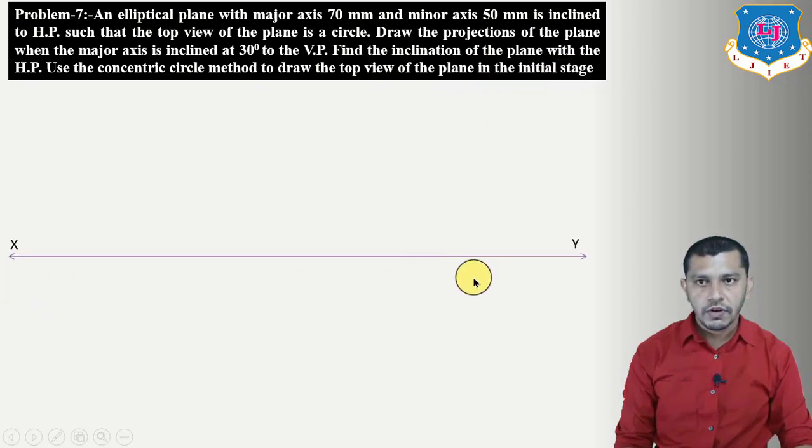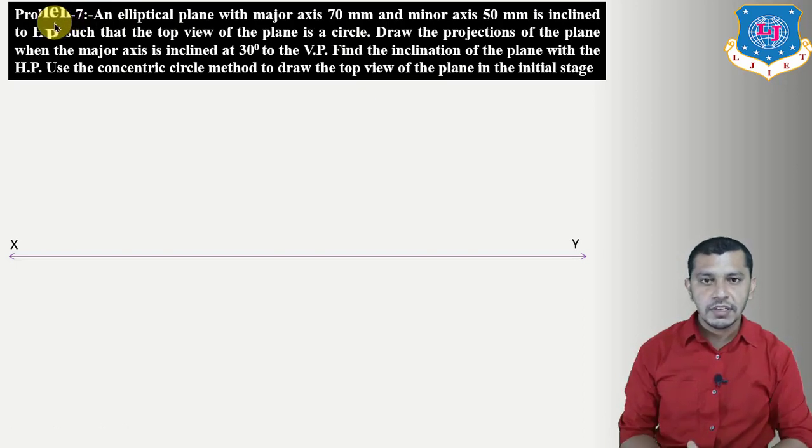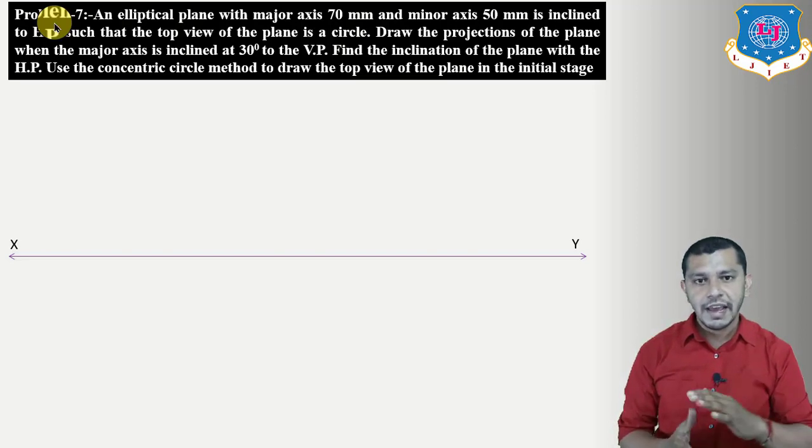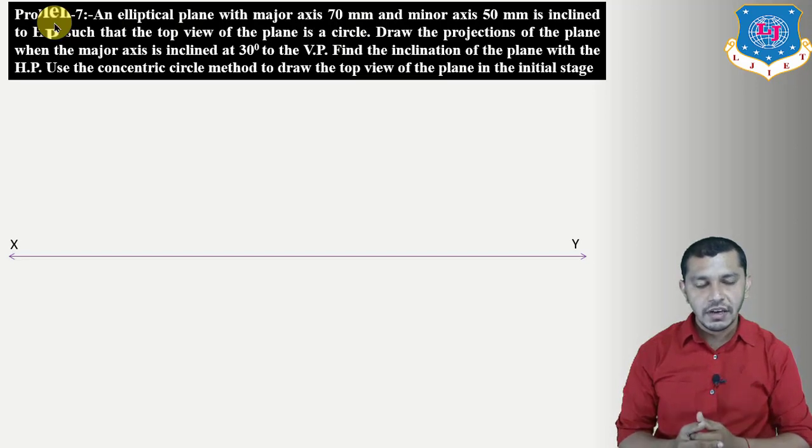So first of all draw the XY reference line, and here the plane is inclined to HP. So the surface of the plane is inclined to the horizontal plane. That means in the first stage we have to assume the elliptical plane, or the surface of the elliptical plane, parallel to the horizontal plane and perpendicular to the vertical plane. And in the initial stage we have to draw the ellipse by the concentric circle method that we have discussed in the engineering course, but let us discuss it again.